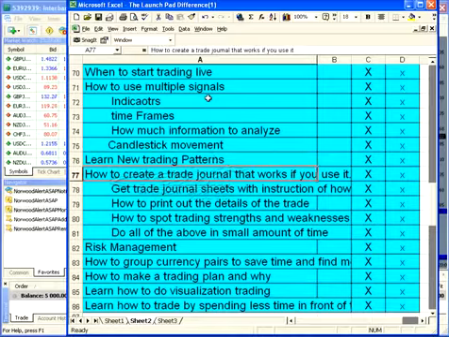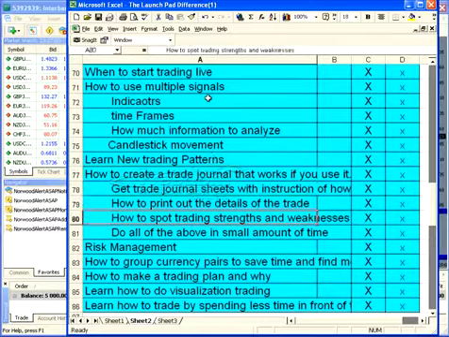Learn new trading patterns, how to create a trade journal that works if you use it, how to get your trade journal sheets with instructions on how to use them, how to print out details of a trade, how to spot trading strengths and weaknesses, so then you can work on your strengths and lessen your weaknesses, and how to do all of the above things in a very small amount of time.